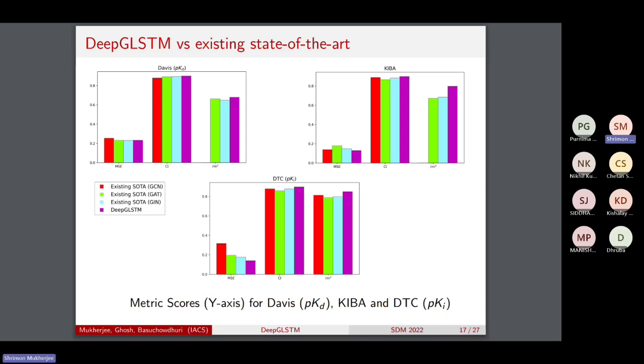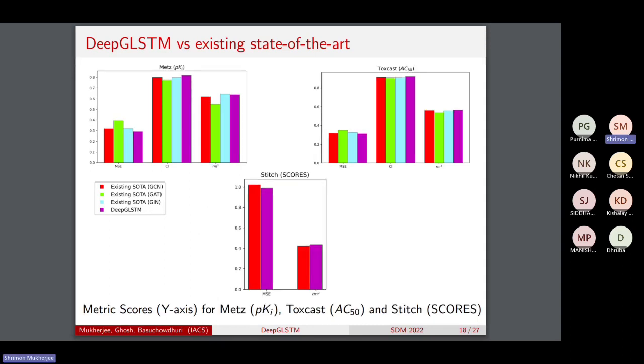They say the results are impressive, because for one data set it's not so good, but for the other data sets like KIBA and DTC the results are significantly better. And similarly for this one also. And we are the first to apply our architecture on all of these data sets.